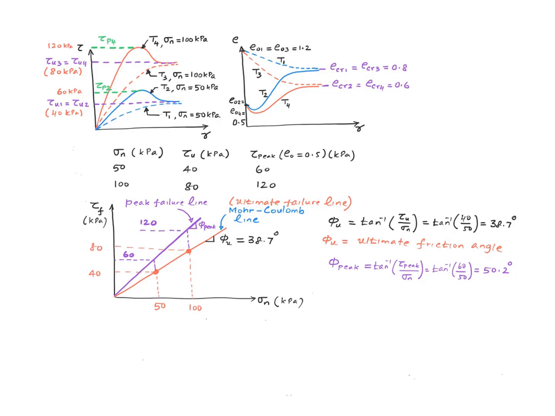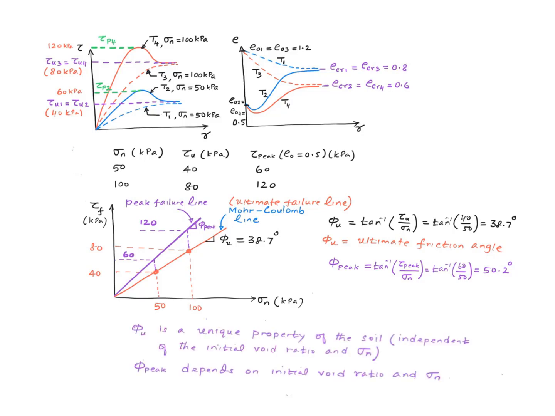The further discussion is a little bit more involved and beyond the scope here. So what we need to know here is that phi u is a unique property of the soil. On the other hand, phi peak depends on the initial state. It depends on the initial void ratio and also the confining pressure that you apply on the sample. So I have made a remark over here.